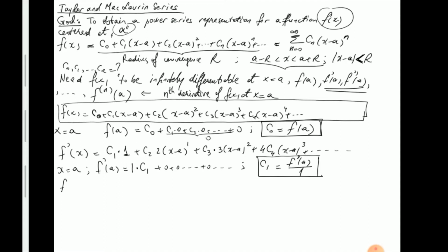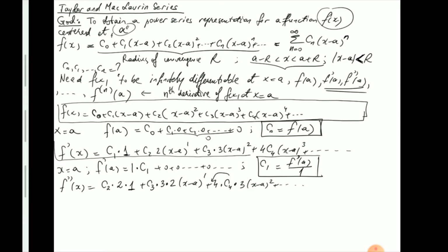Next step, differentiate one more time. So f double prime of x, now look at f prime of x, and we're going to differentiate it one more time. c1 times 1 disappears as a constant. Then we have c2 times 2 times the derivative of x minus a, which is 1. And then plus c3 times 3 times 2 times (x minus a) to the power 1. 4 times c4 times 3 (x minus a) to the power 2. I should have written c4 in front of 4 to really see the pattern later, and so on.